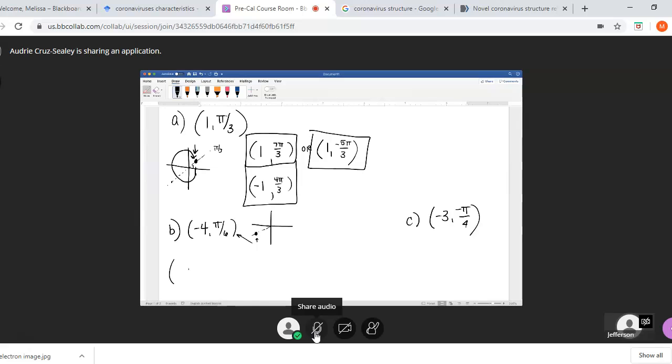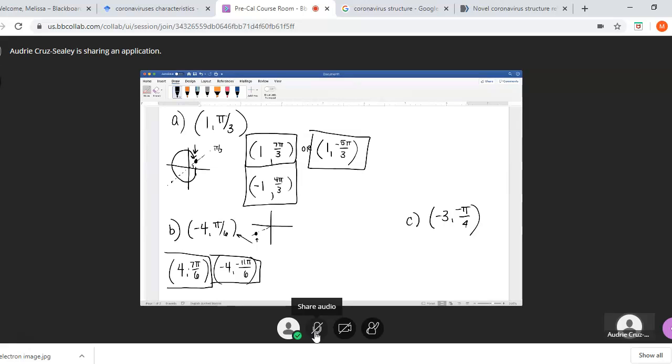5 pi over 6. Is that right? No, it's 7 pi over 6. Yes, that's one. And then you could do negative 4, comma, negative 11 pi over 6. Very good. I agree with both of these answers.